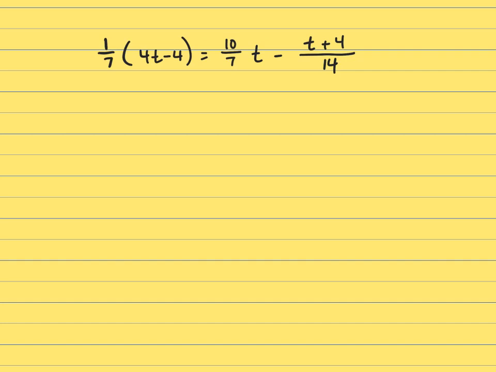The first thing I would do is clear my fractions, and you do that by multiplying every term on both sides by the LCD. Your LCD is determined by your denominators, and your denominators are 7 and 14. So the smallest number that 7 and 14 will both go into is 14. So you need to multiply every term on both sides by 14. Every term, not every factor.